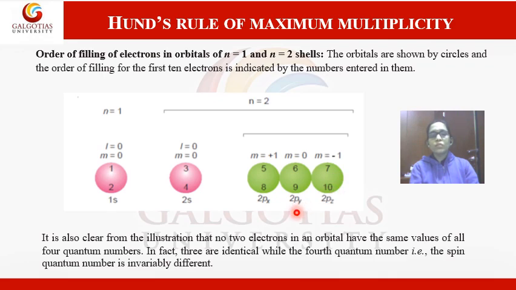Then there will be pairing of electrons. The 8th electron will go again to 2px, the 9th will go to 2py, and the 10th will go to 2pz. So that means no two electrons in an orbital have the same spin, and the quantum numbers for these electrons will vary. This also satisfies Pauli's exclusion rule, which means all four quantum numbers are not identical for any two electrons in this configuration.